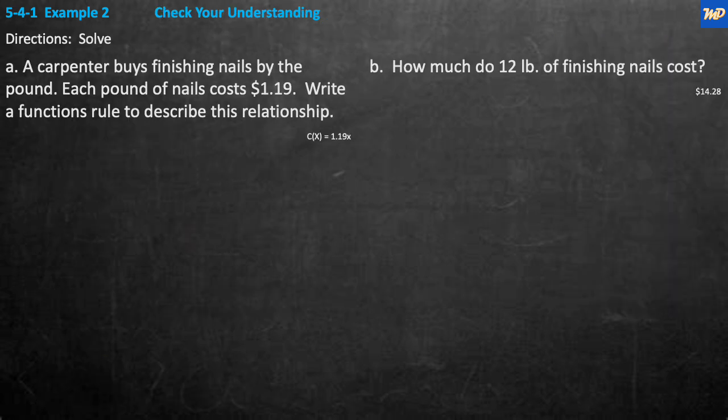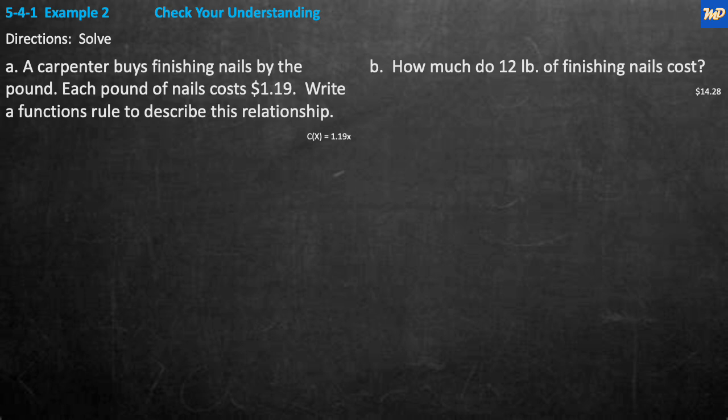Okay, example 2, check your understanding. So we'd like you to go ahead and give this a try, okay? I'll read the problems first before you go try it on your own by pausing the video. A carpenter buys finishing nails by the pound. Each pound of nails costs $1.19. Write the function rule to describe the relationship.